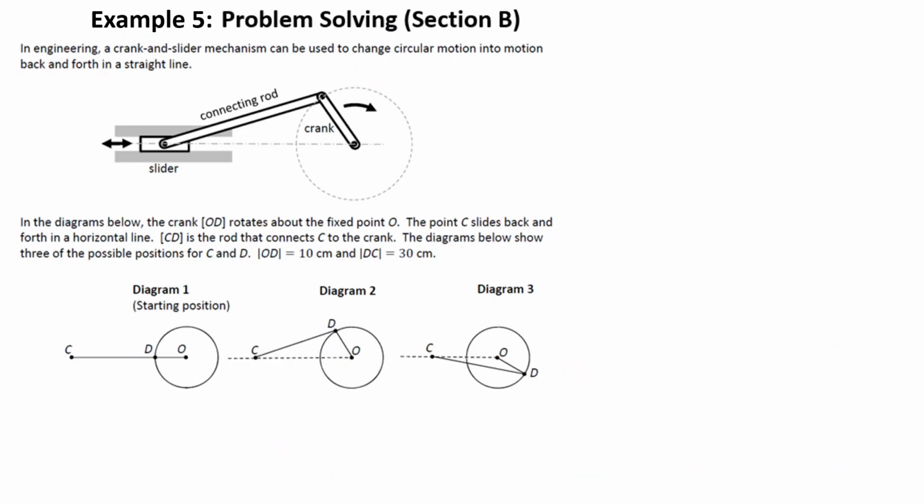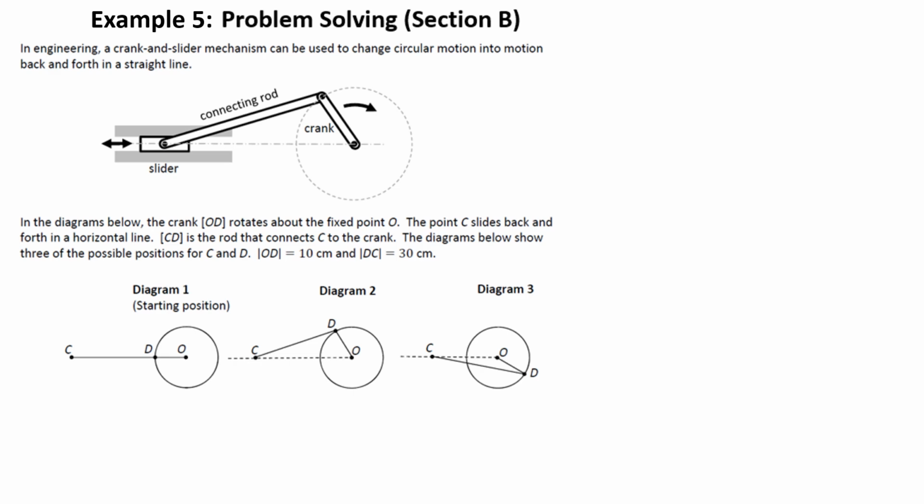So example 3.5, it's a problem-solving trigonometry question. That means it's from a section B. So there's quite a lot going on in these. It's quite a long question, and we're asked to do many different things within the one question. So in engineering, a crank and slider mechanism can be used to change a circular motion into motion back and forth in a straight line.